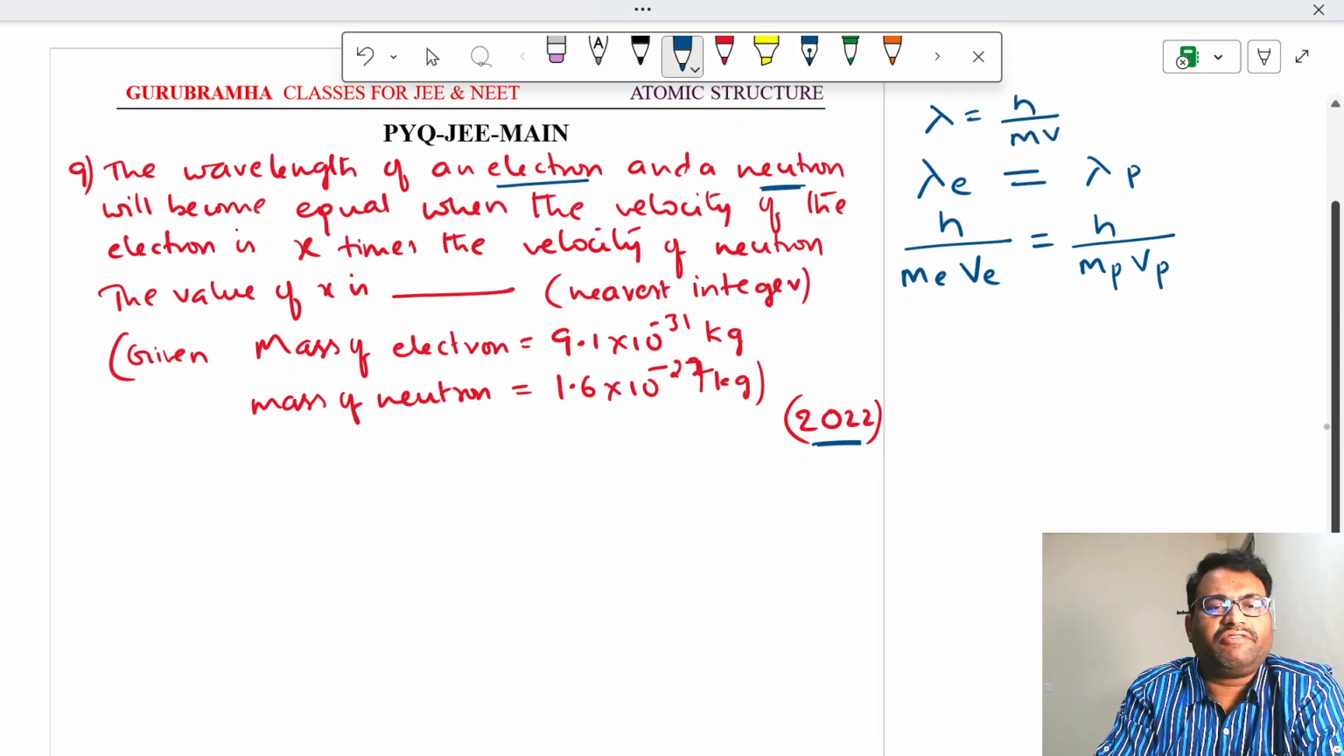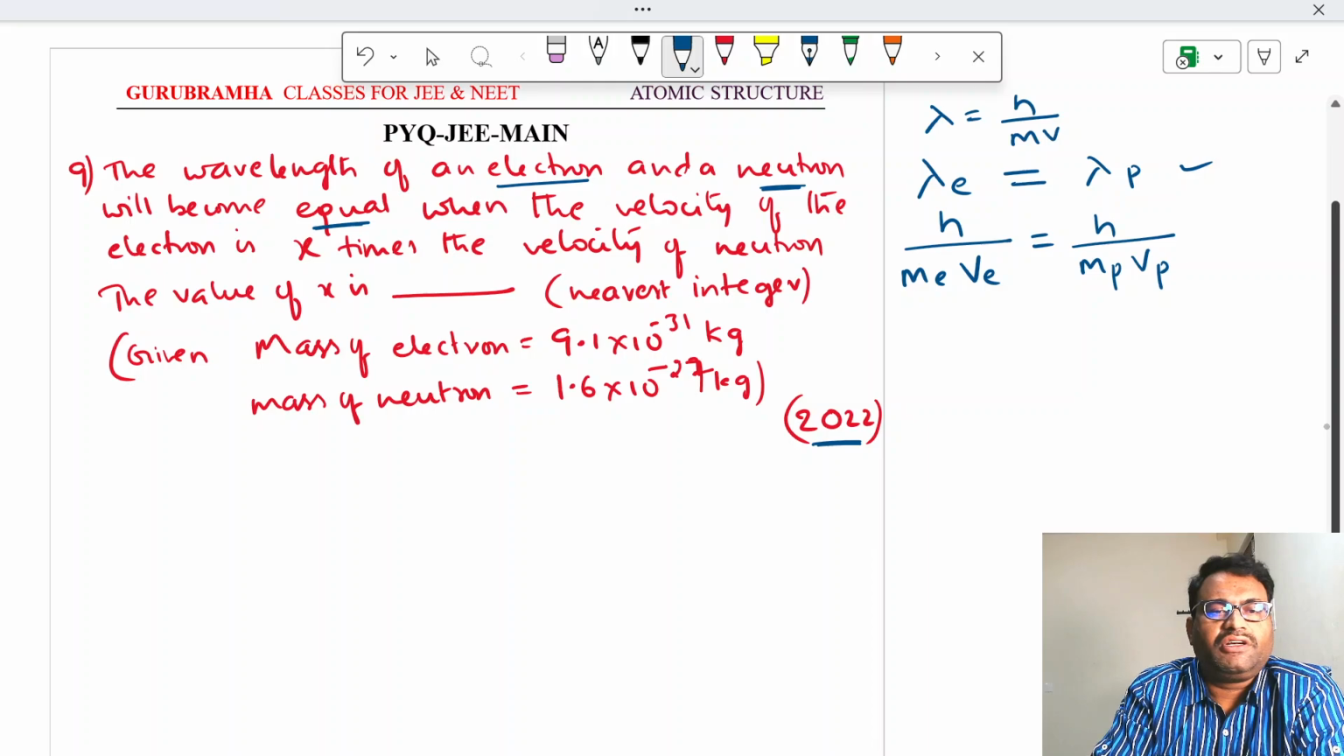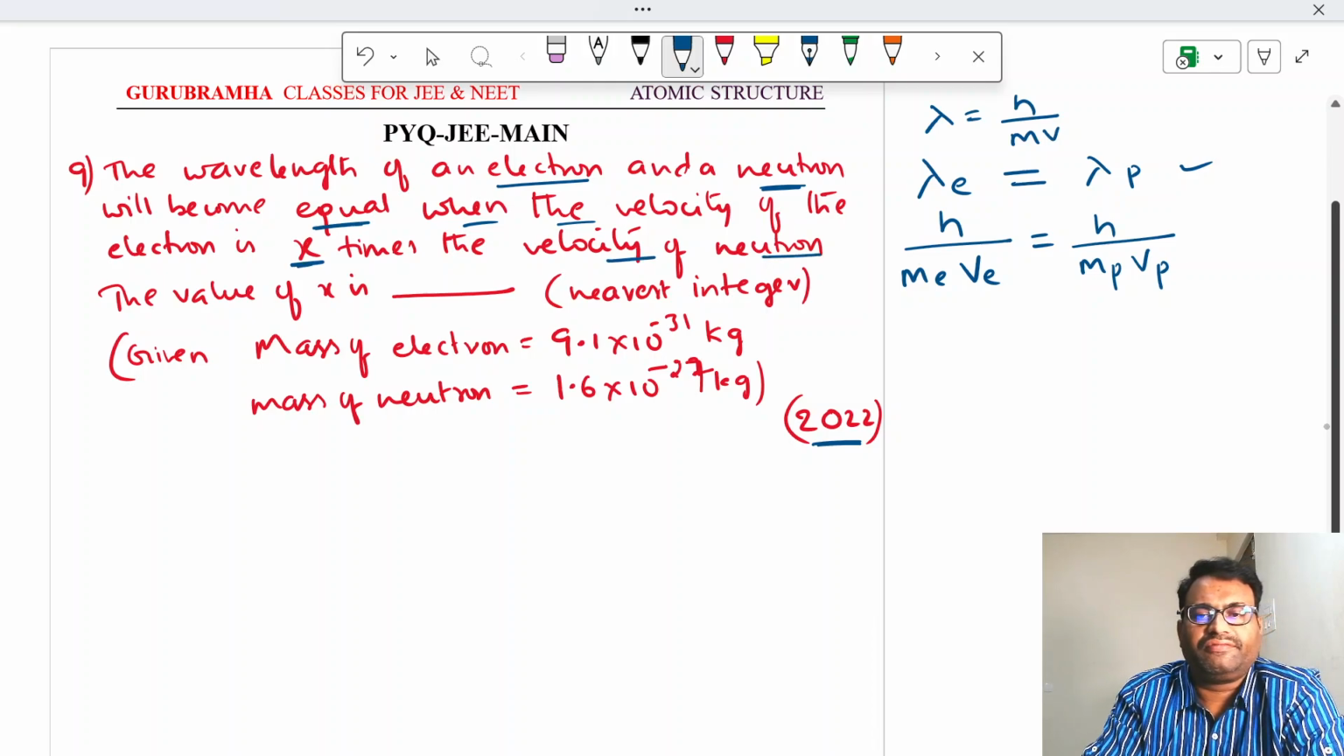What is asked: the wavelength of an electron and a neutron will become equal. These two are equal, so we equate them. When the velocity of the electron is x times the velocity of the neutron, h is just cancelled. We want the ratio between the velocities. Velocity of electron by velocity of neutron is equal to mass of neutron by mass of electron.